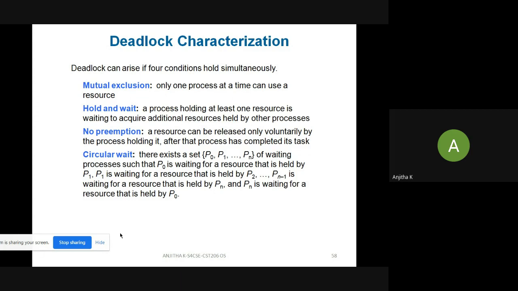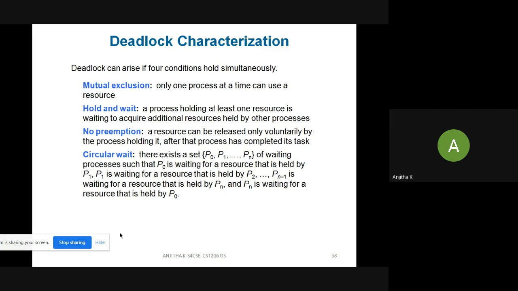n number of processes are there. Okay, P0 is waiting for a resource held by P1, P1 waiting for a resource held by P2, like that. Pn minus 1 process is waiting for a resource held by Pn. And at last, the last process is waiting for the resource held by the first process, P0. So like that, in chain fashion, circular way, P0, P1, Pn processes are there and all are waiting for the resources held by the next process. So that is also deadlock. So when these four conditions occur simultaneously, there will be a deadlock.